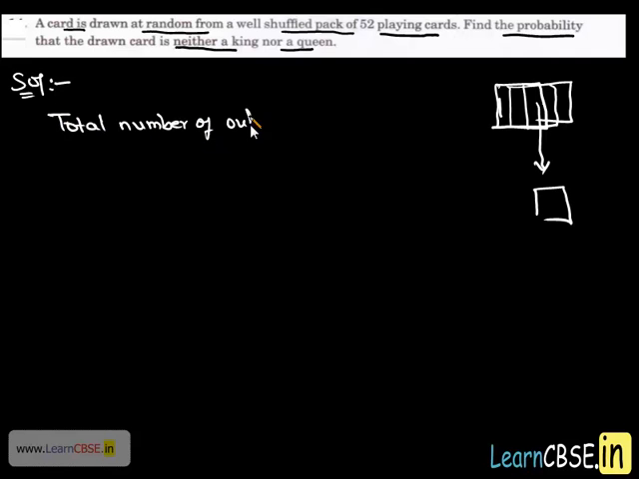In a pack of 52 cards, we have 4 suits. In each suit, there is a king and queen. From a pack of 52 cards, one card is drawn in 52 ways. So the total number of outcomes is equal to n of S, which is 52.